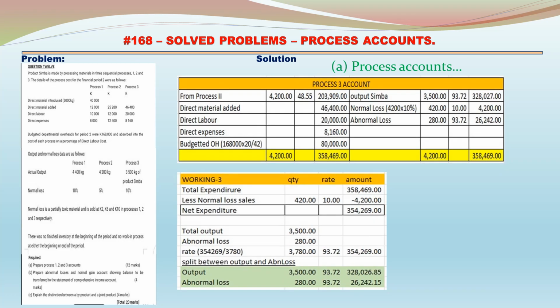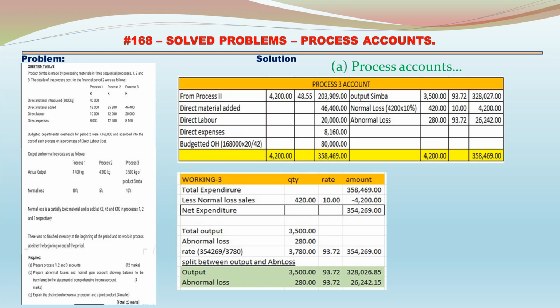Process 3 account on the debit side: from process 2, 4200 units at 48.55, 203,909. Direct material added 46,400. Direct labor 20,000. Direct expenses 8,160. Budgeted overhead 168,000 by 42 into 20, in proportion to direct labor, it is 80,000.